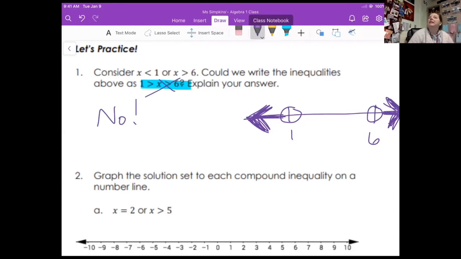So with ands we can, because it's the same number that satisfies both. But in this case, we have to think of different numbers. A number less than 1 would be like 0, or we could get a number greater than 6, like 10. So we're either satisfying the first inequality or the second one, and we can't write it like this because it's an or.